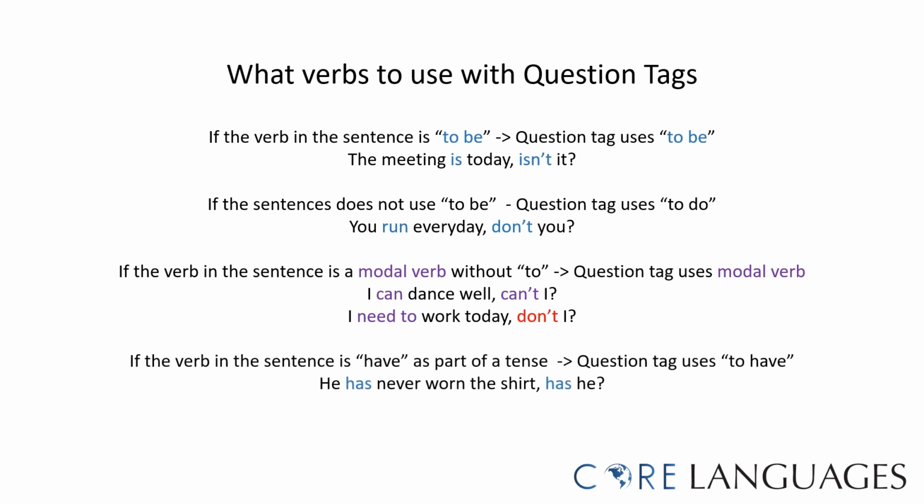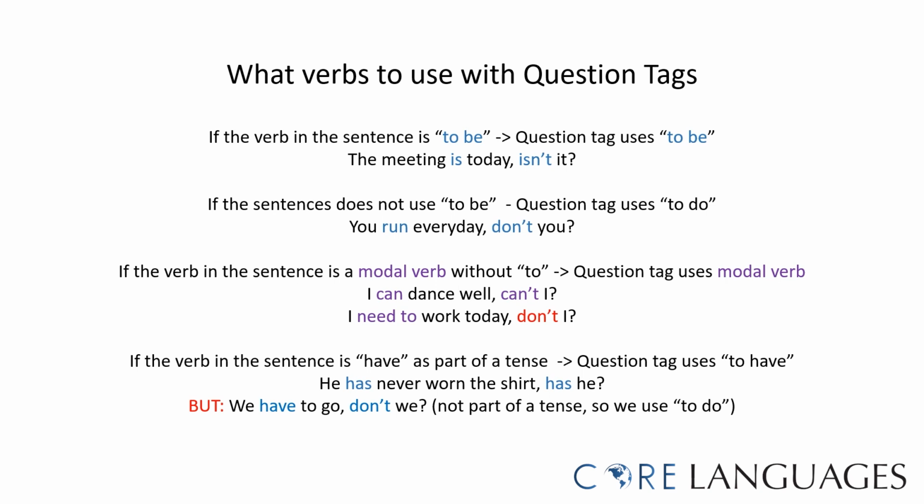If the verb in the sentence is have as part of a tense, the question tag also uses have. For example, he has never worn the shirt, has he? This sentence is in the present perfect, has worn, so the question tag will use have. However, we have to go, don't we?